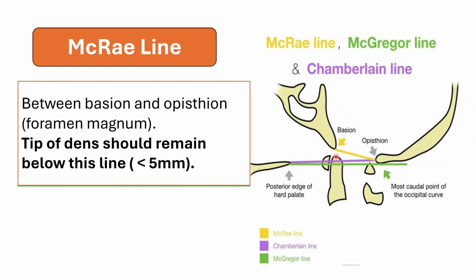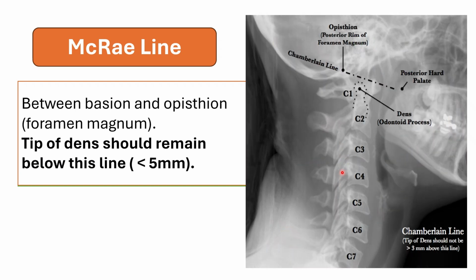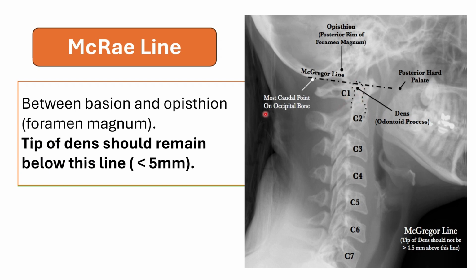So this is called the McRae line, and if the dens goes above these measurement criteria, then this is called basilar invagination, and it will cause complications like compression of the brain stem. So let's see in the X-ray image. We can see this is the Chamberlain line drawn from the tip of the hard palate to the opisthion, and the dens is below this line.